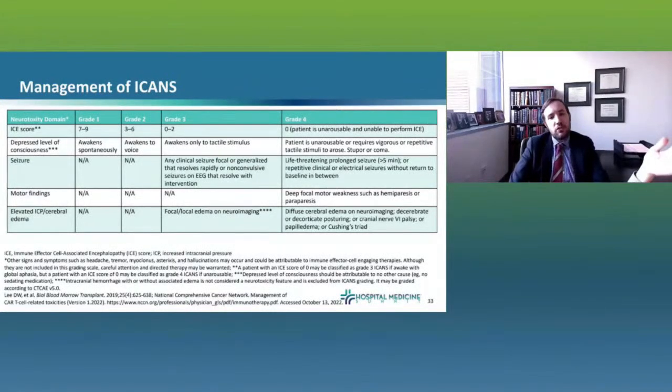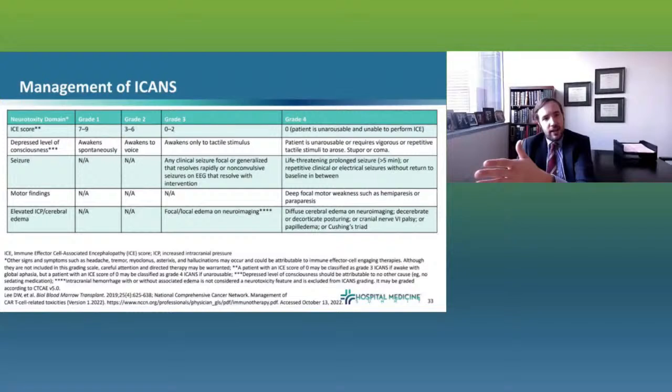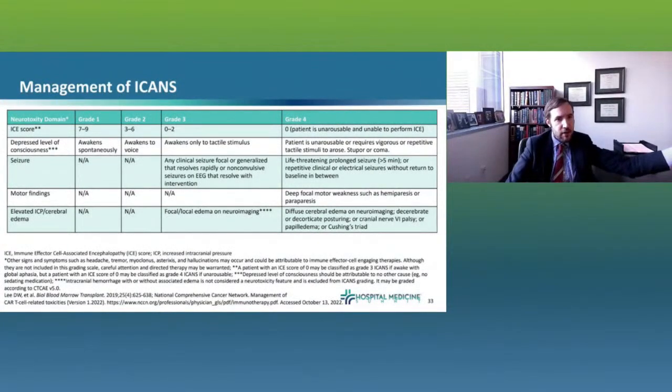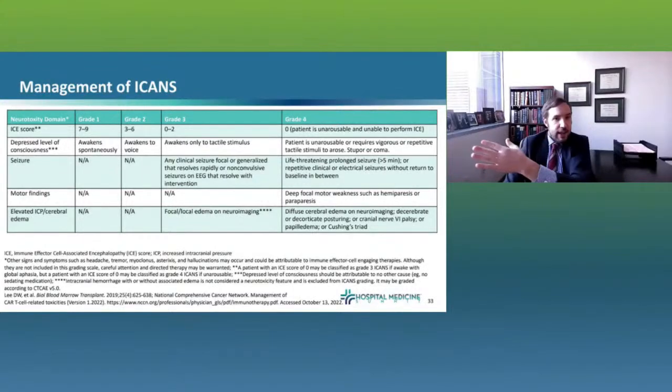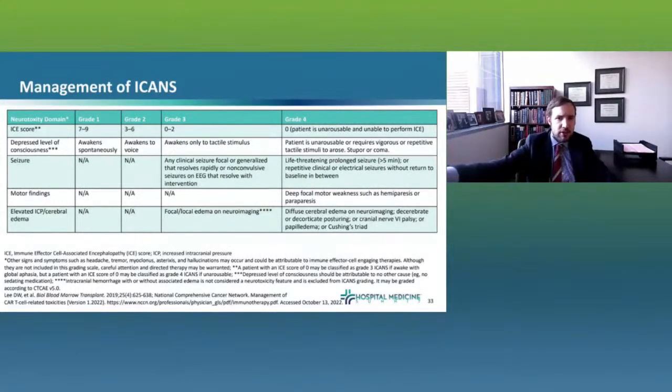ICANS. So the big difference between CRS and ICANS, or neurotoxicity management, is CRS is tocilizumab plus or minus steroids. ICANS is steroids. Tocilizumab in the setting of a pure neurologic issue related to the CAR-T, meaning they don't have any other CRS symptoms, they don't have fever, hypotension, etc. If it's purely a neurologic thing, tocilizumab, IL-6 inhibition does not play a role. Dexamethasone is the standard of care.